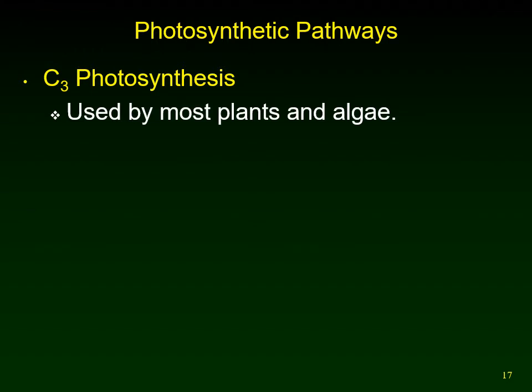Back in biology class, you learned about the different photosynthetic pathways. In ecology, it's important to understand these pathways because the different pathways have different advantages and disadvantages in different environments. C3 photosynthesis is the most common form of photosynthesis. It's used by most plants and algae. It was the first to evolve.